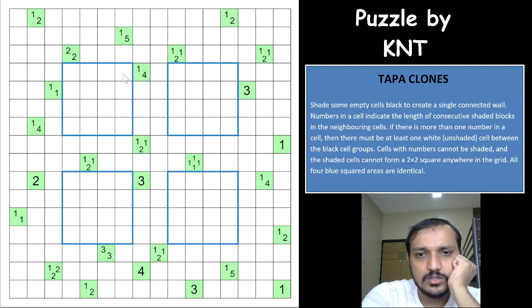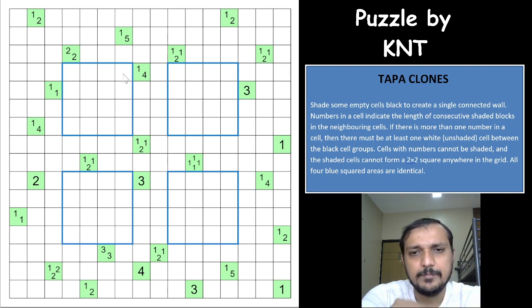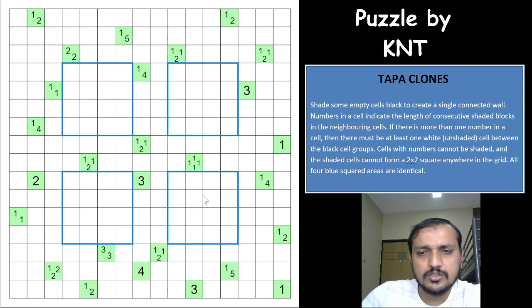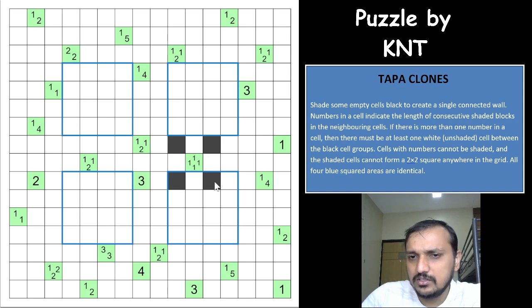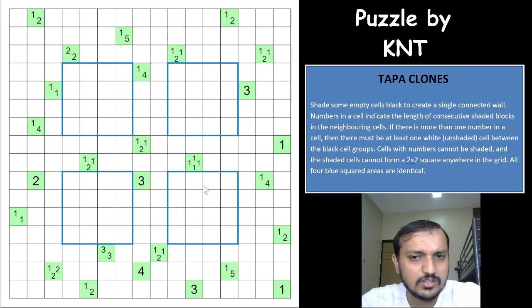There are a few things you have to keep in mind while solving a Tapa puzzle. The first thing is that you need to see the clues. For example, if you have 1 1 1 1 here, 4 ones, there are only 2 ways possible, either this way or this way. The moment you get one unshaded cell or one shaded cell within these 8 cells, you can immediately write the other shaded cells.